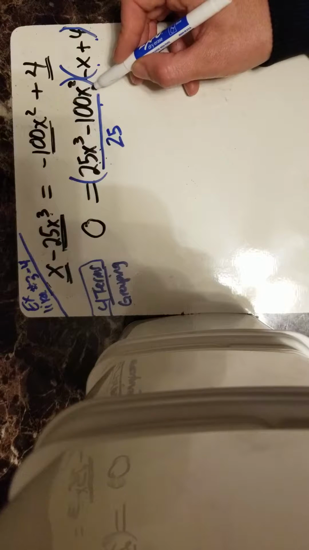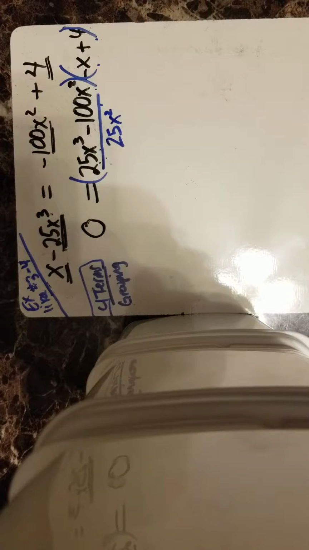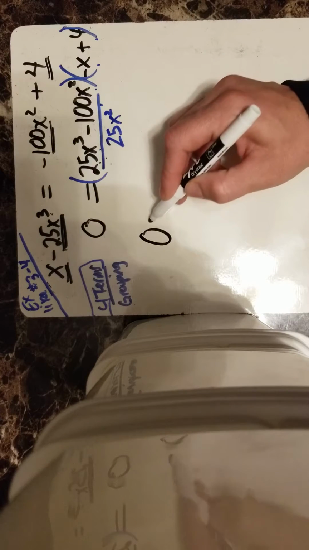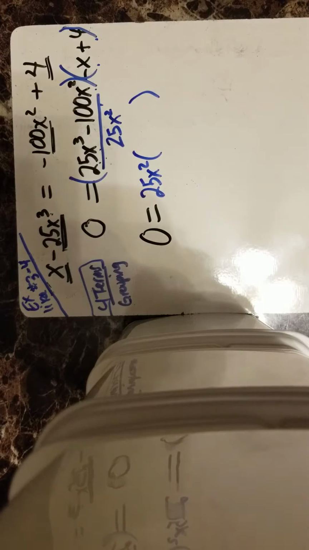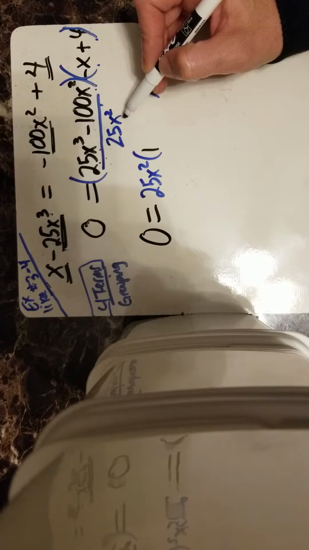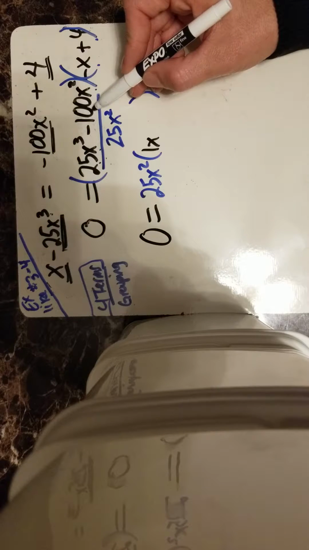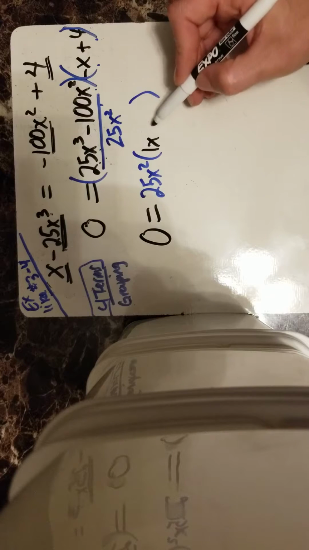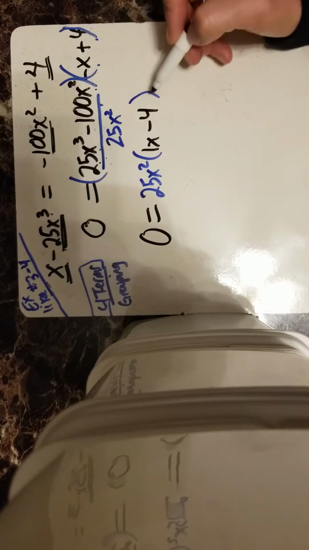I couldn't take any more from that because it doesn't have any more. So I'm going to be dividing by x squared on that term. So let's go ahead and do that. Factoring out 25x squared, that means divide. 25 divided by 25 is 1. X to the third divided by x to the second, or subtracting the exponents, is x to the first. Then I move over to the next term. Negative 100 divided by 25 is negative 4. X squared divided by x squared cancel, so I have no x's left.